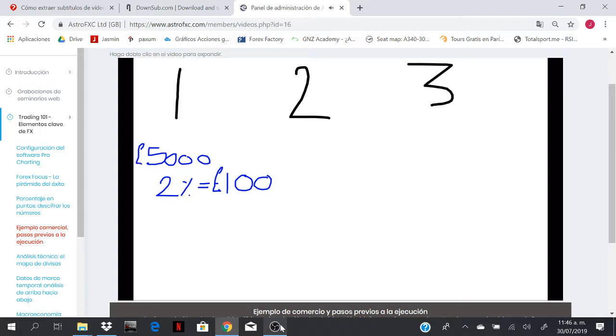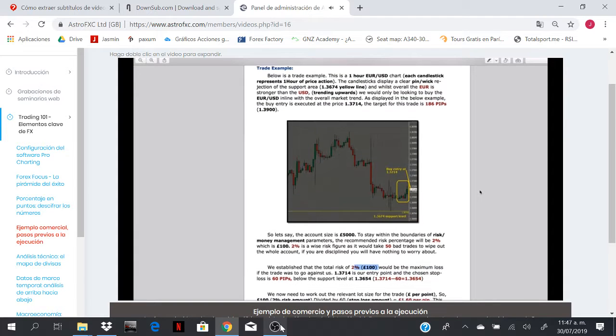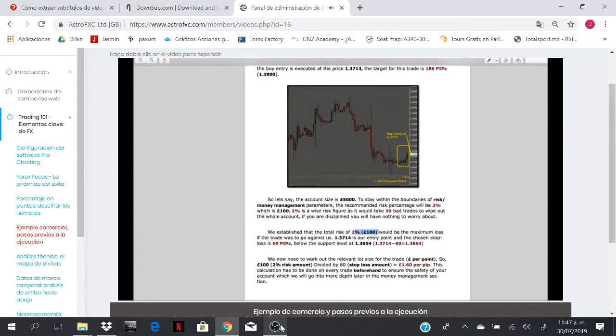Okay, so every trade going forward, if we know that there's a potential that we're going to lose £100, nothing more, we are not going to have a heart attack. This is going to prevent you from jumping into trades that don't make sense afterwards, okay? So that's that. Next, we have, obviously we have our 186 pips, which I'll get to in a moment.